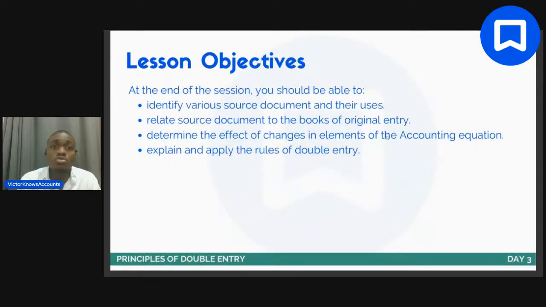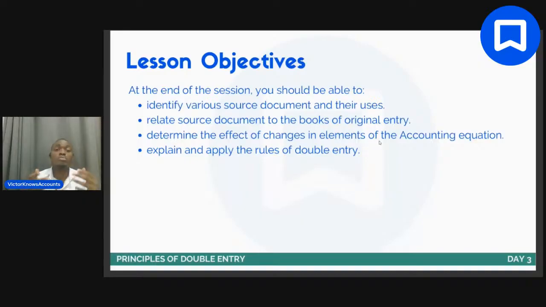At the end of the session, we should be able to identify various source documents and their uses. All right. So even as we are talking about principles of double entry, we cannot talk about principles of double entry without examining certain documentation. We have to examine source documents. We have to be able to identify various source documents and know their uses. You also have to be able to identify books of entry and relate them to each other. You must know what source document is related to a particular book of original entry.